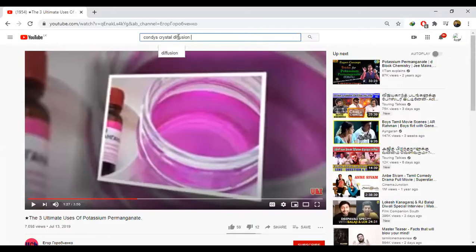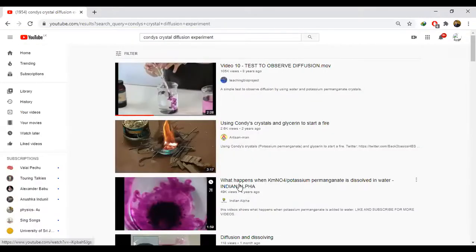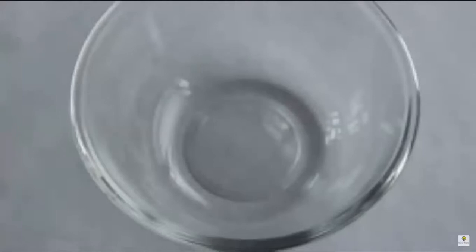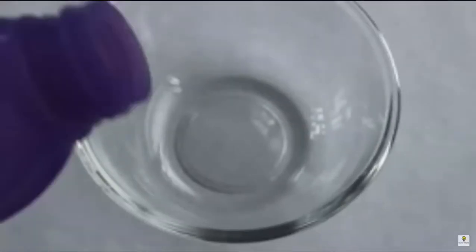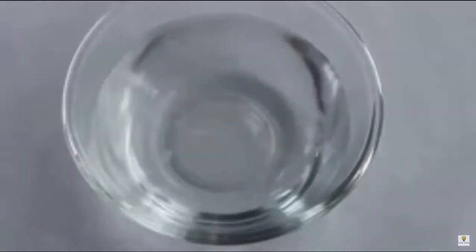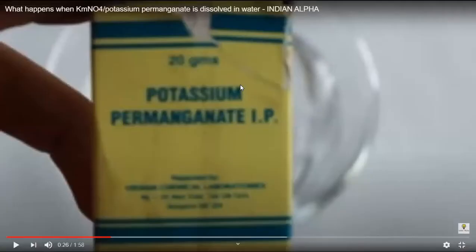Now let's come to the diffusion experiment based on Condy's crystals. I think this will be a little better than the previous one. We take some water and see what they do. Normal water, no need to worry. Potassium permanganate. Okay, that is enough.